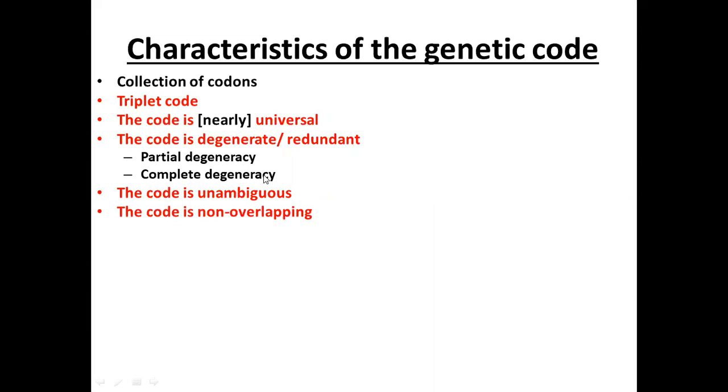And then the other property is that the genetic code is non-overlapping. By this, we mean that the adjacent codons will never overlap.